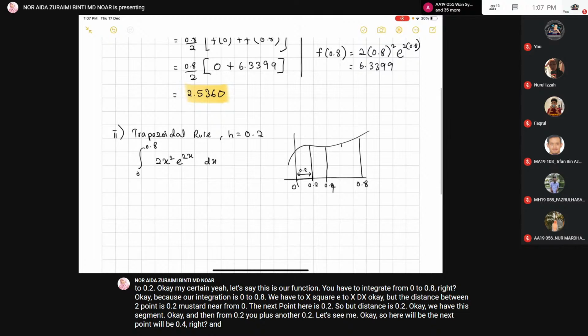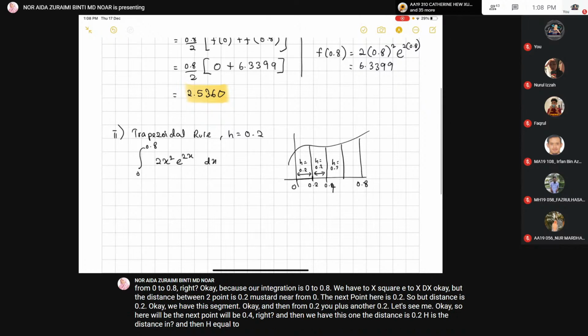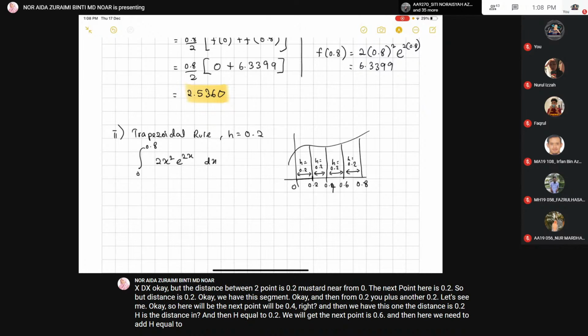And then we have this one, the distance is 0.2, h is the distance. With h equal to 0.2, the next point is 0.6. And then here, we add h equal to 0.2, the next point is 0.8 and then we stop, because we have to integrate from 0 to 0.8.